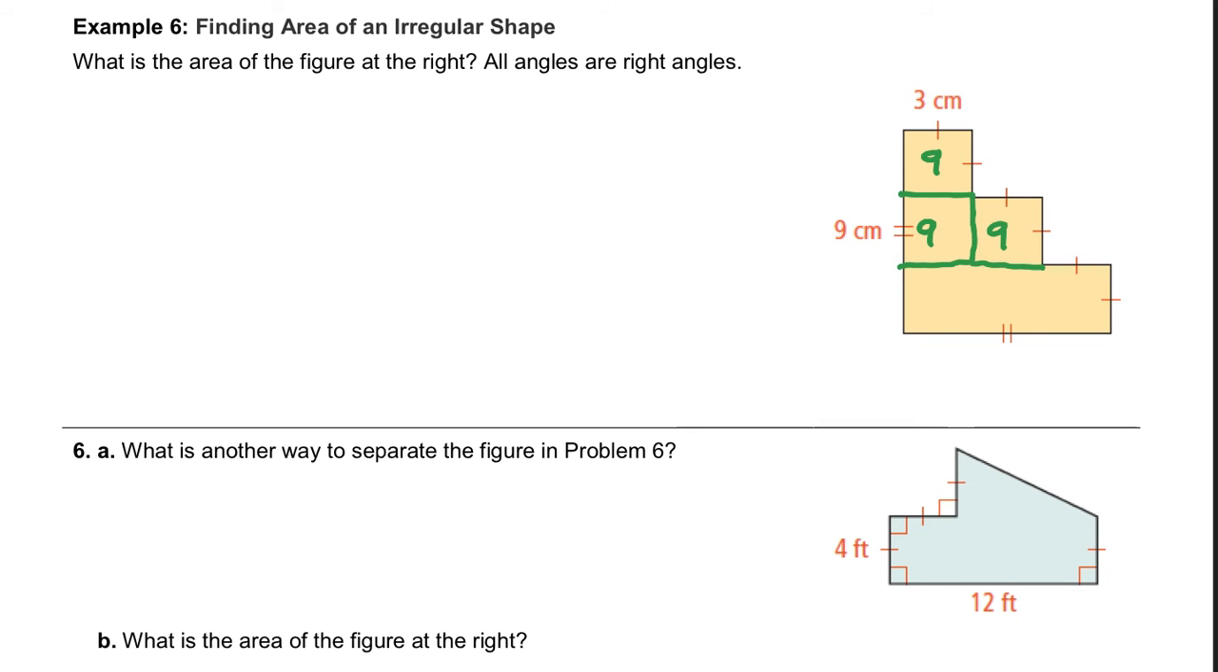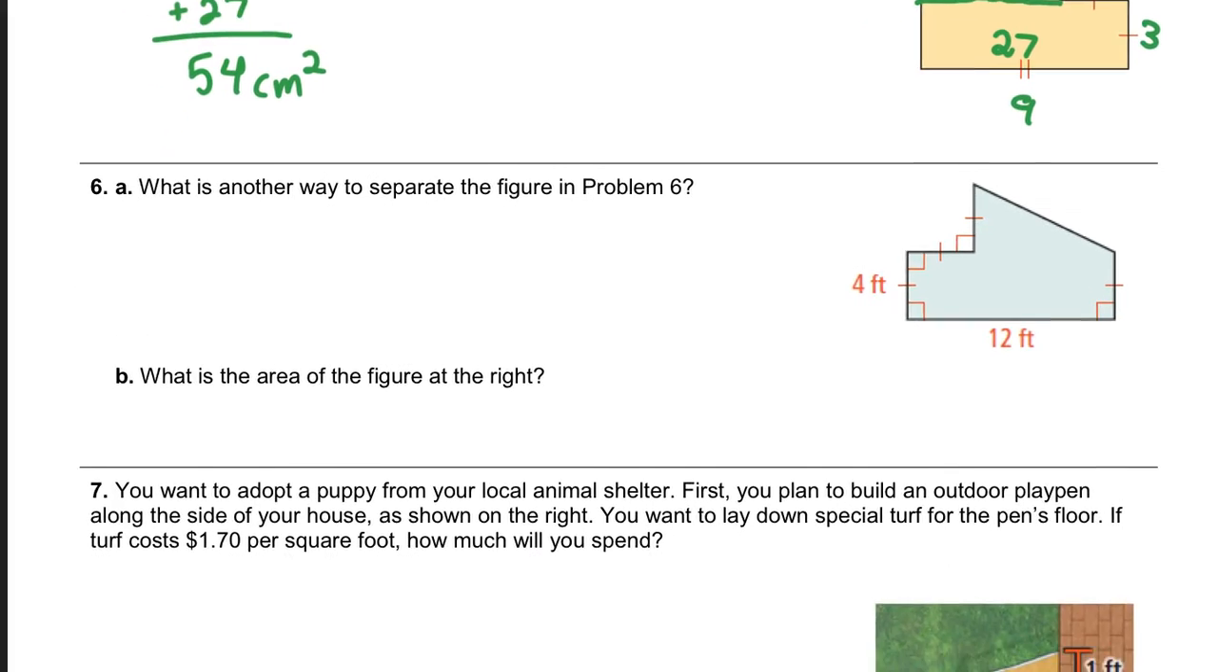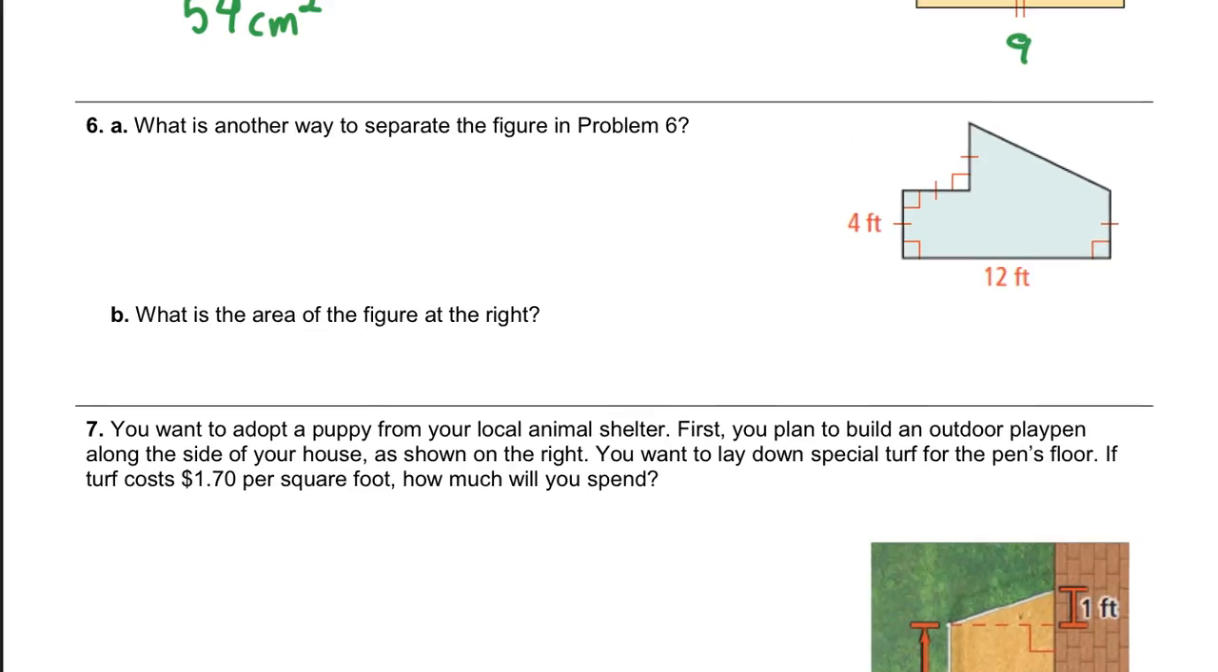Okay, 9 square centimeters. And at the bottom, this rectangle is a 9 by 3 rectangle, which means it has an area of 27. So the area is really me just adding 9 plus 9 plus 9 plus 27, which gives me an area of 54 square centimeters. So it's about splitting the shape up into more familiar shapes, finding the areas of those shapes, and adding them together.